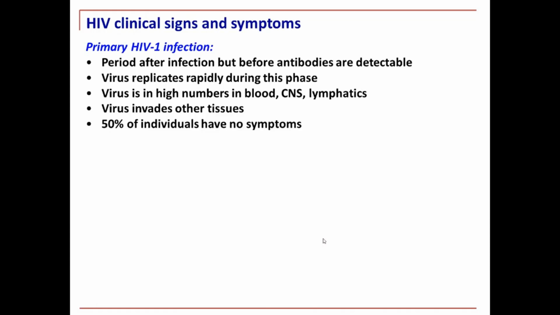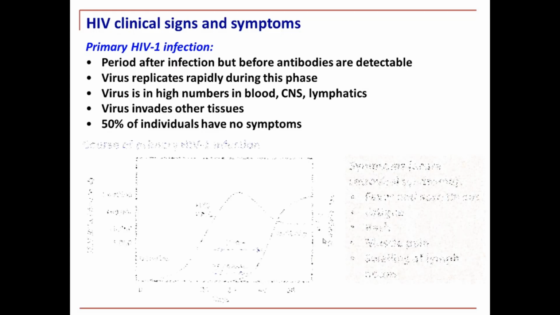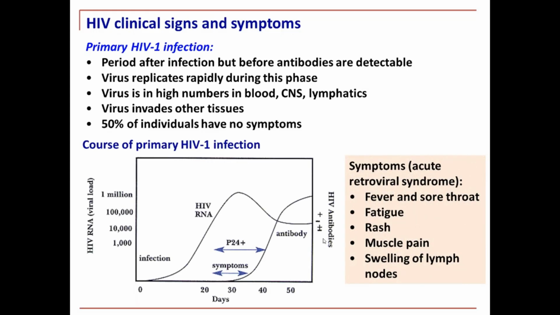So what about the primary HIV-1 infection period? This is the period after infection, but before antibodies are detected. The virus replicates rapidly during this phase. The virus is in very high numbers in the blood, your CNS and the lymphatics. It invades other tissues, but 50% of individuals don't have any symptoms. Those symptoms that people do have will be fever, sore throat, fatigue, rash, muscle pain, swelling of the lymph nodes, etc.